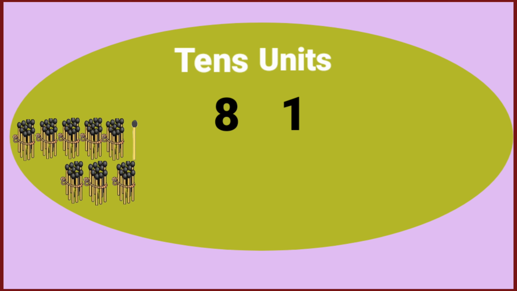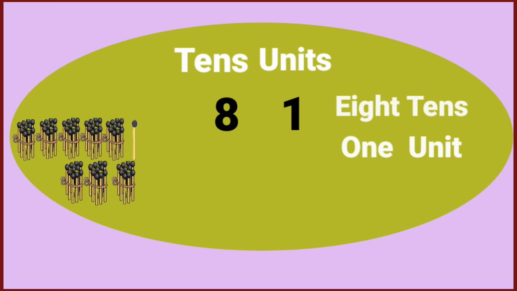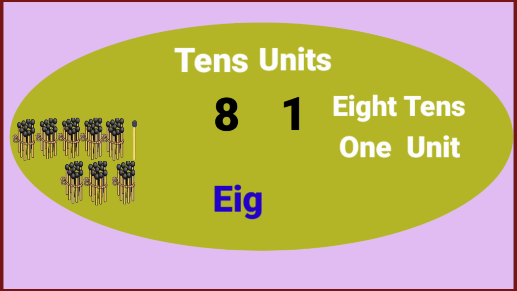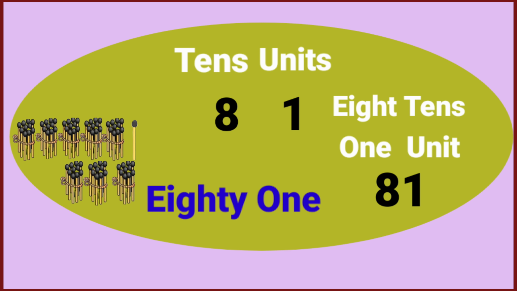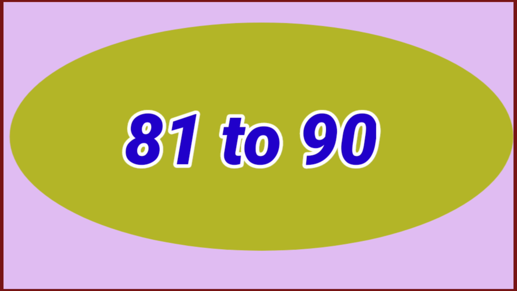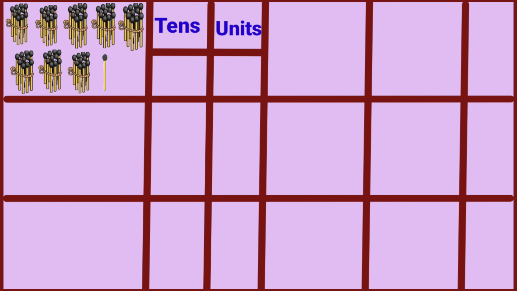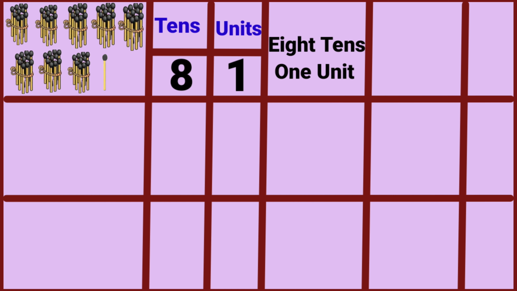These are 8 bundles and 1 single matchstick, means 8 tens and 1 unit. 8 tens and 1 unit means 81. 81 to 90. Eight tens, one unit. 81.